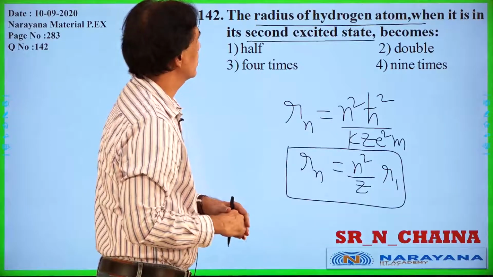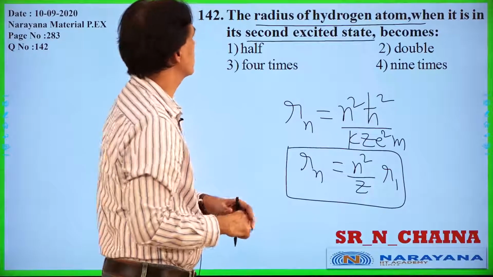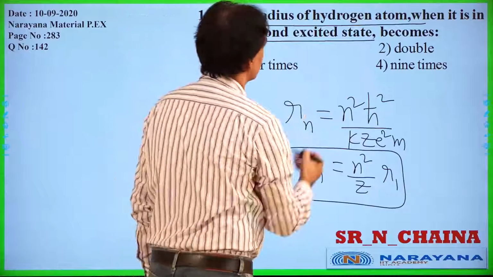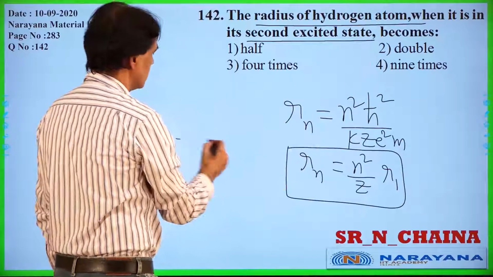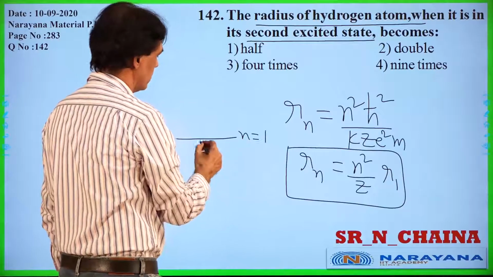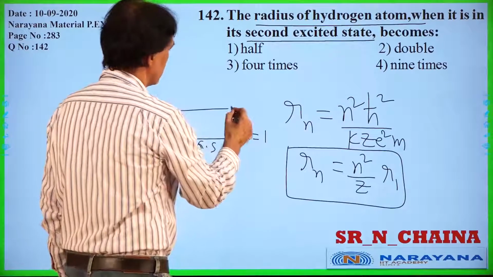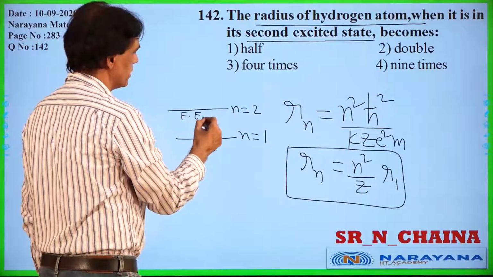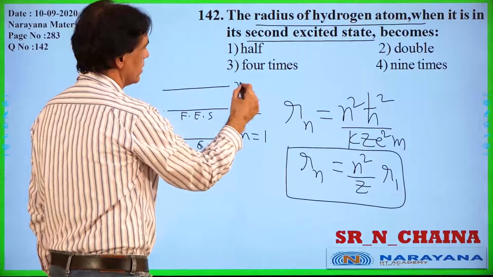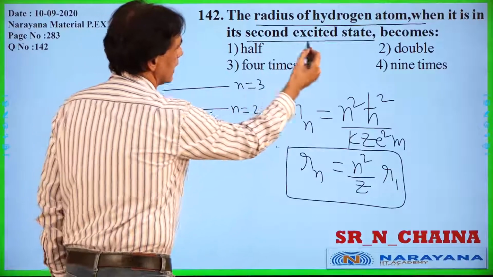In this, what we have to find out is the radius of hydrogen atom when it is in second excited state. Second excited state means what? This is the ground state, n equal to 1. The next one, n equal to 2, is the first excited state. Next one, n equal to 3, is the second excited state.